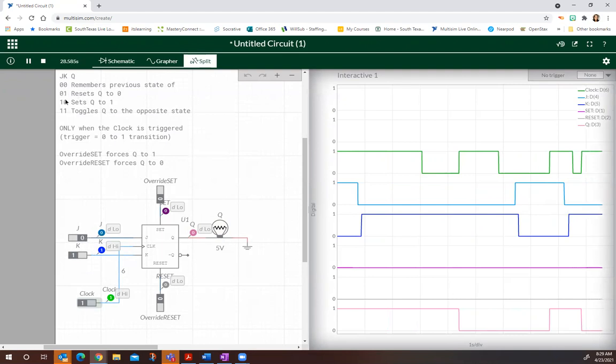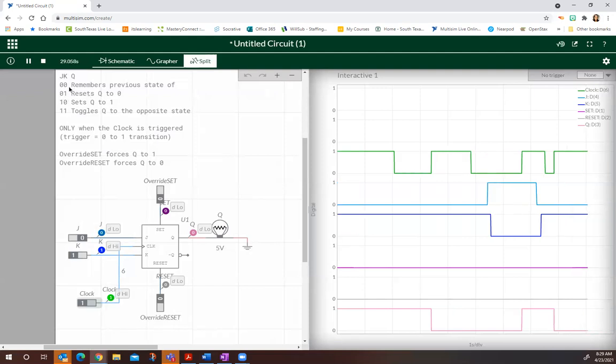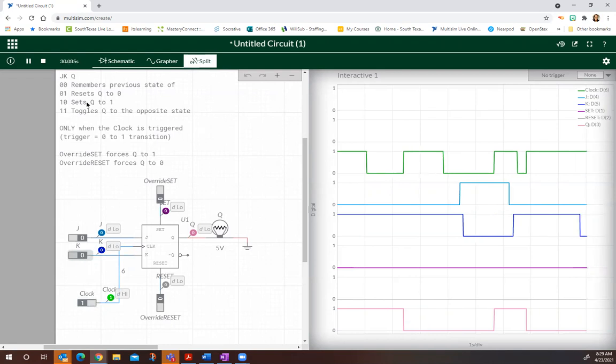Now, I've only mentioned so far the set and reset as loaded inputs. Let's talk about the 0, 0. So at this moment, my output Q is off. If I put a 0, 0, it's going to remember the previous state of Q. Oh, there's a missing Q letter right there.